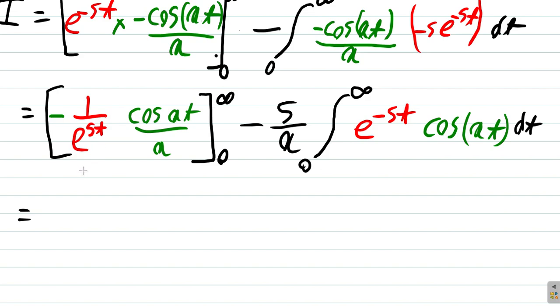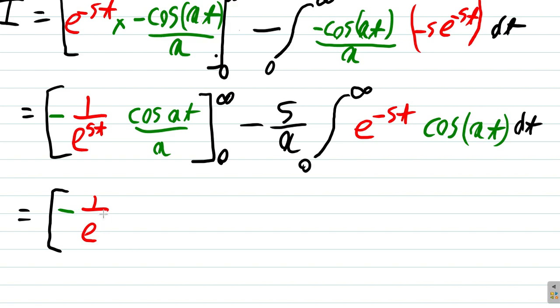What we're going to have here is negative, let's put this in a bracket. If you look at it, we have the two boundaries: the upper boundary, which is infinity, and the lower boundary, which is 0. Upper boundary is infinity, so it's 1 over e to the s times infinity.